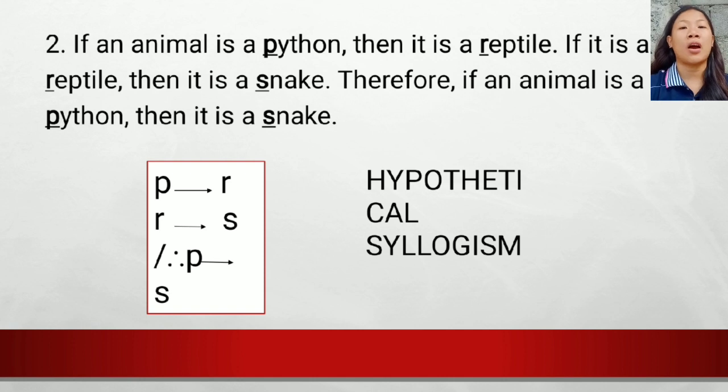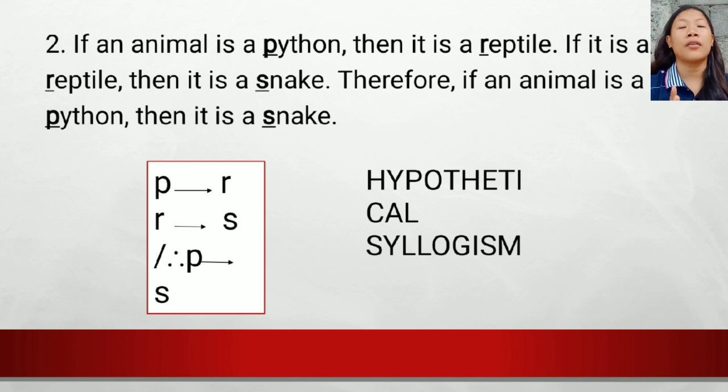So, let's proceed to our next statement, which is: if it is a reptile, then it is a snake. From the first statement, we will notice that our antecedent now is "if it is a reptile." But if we notice the consequence of the statement, "then it is a snake," mapapansin natin na meron na naman tayong bagong consequence, which is the underlined letter S. So our second premise is R implies S.